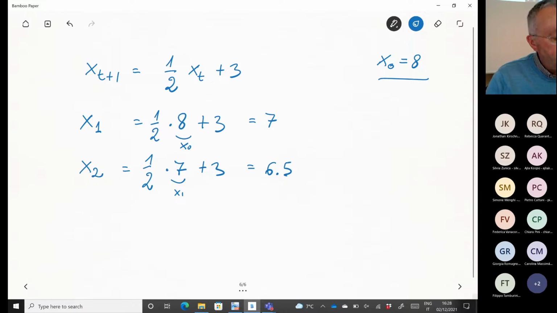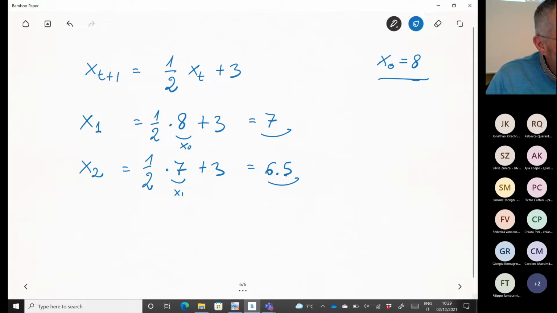If you go compute x3, x4, you see something happening here. You see that it decreases from 8 to 7. Here it decreases by 1, but next it decreases by 0.5, 6.5, and you see that it decreases, but of a smaller and smaller amount. It tends to approach something. What is this something? This something is the steady state.